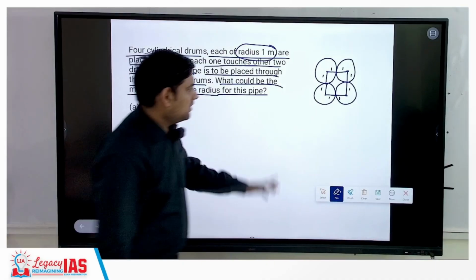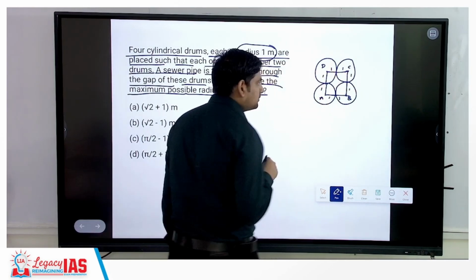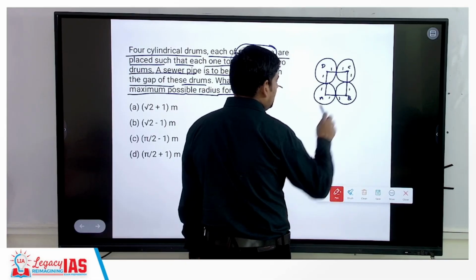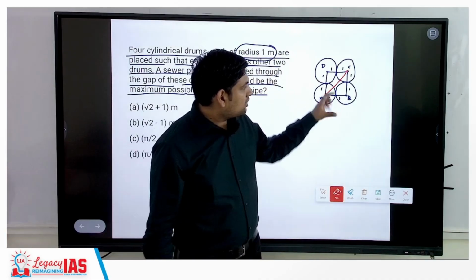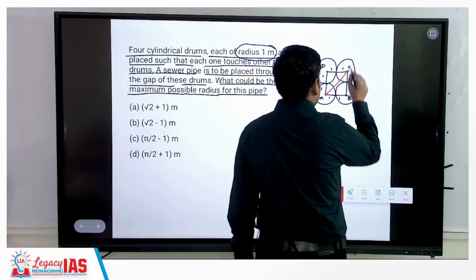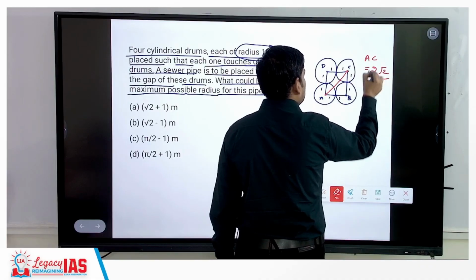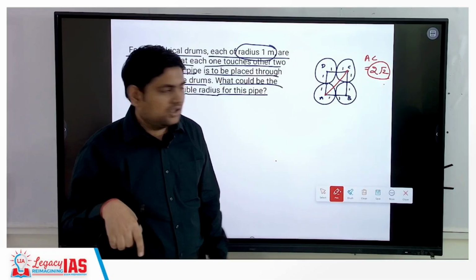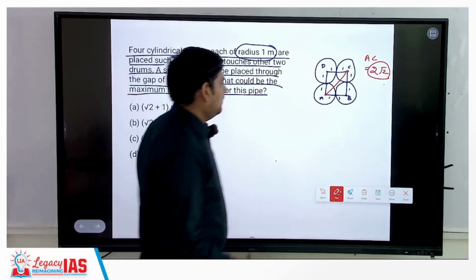Then, if you get this much, let's call them A, B, C, D. Now see, in ABCD, I need to find the length of, let's say, this. What will be the length of AC? If this is 2 and this is 2, then AC becomes root of 2 squared, 4, plus 4, 8. Under root 8, you can take 2 out, 2 root 2. So AC became 2 root 2.